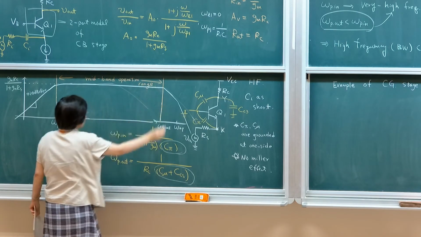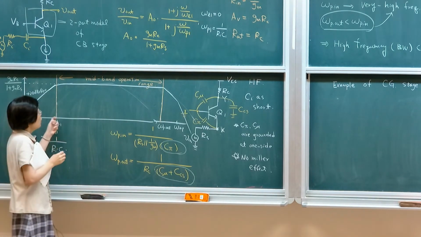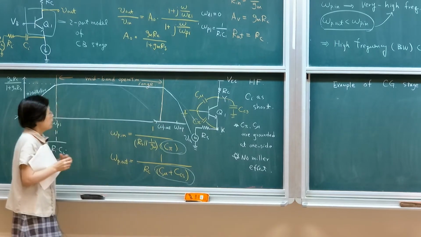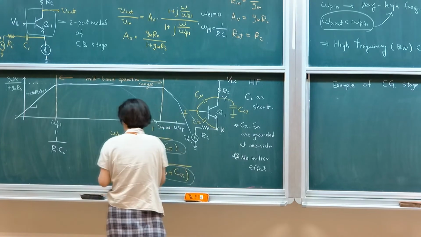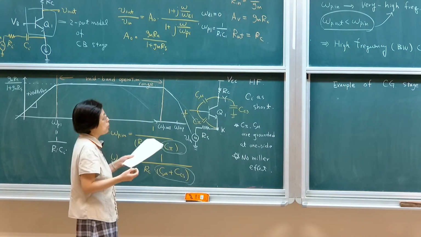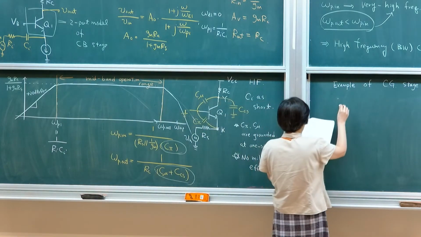Okay? Your lower frequency is limited by coupling capacitance, the lower boundary, and higher frequency is limited by parasitic. Okay? So let's look at an example so you get a sense as to what needs to be done to approach this type of problem. So let's use a common gate stage.